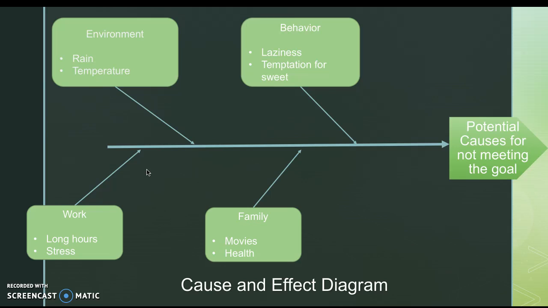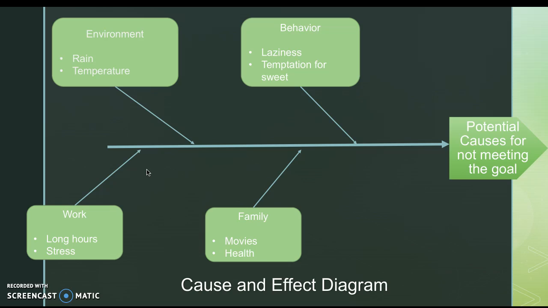For behavior, if I was feeling laziness, or I had temptation to eat sweets or dessert after the meal, that is considered under the behavior category. Work: if I worked long hours and came home tired, and that's why I didn't go to the gym or complete my steps by walking on the treadmill, that would be considered under work. And family, finally, especially over the weekends, when I'm spending time with family or inviting friends over for dinner, and that is why I didn't get a chance to complete my steps for that particular day.